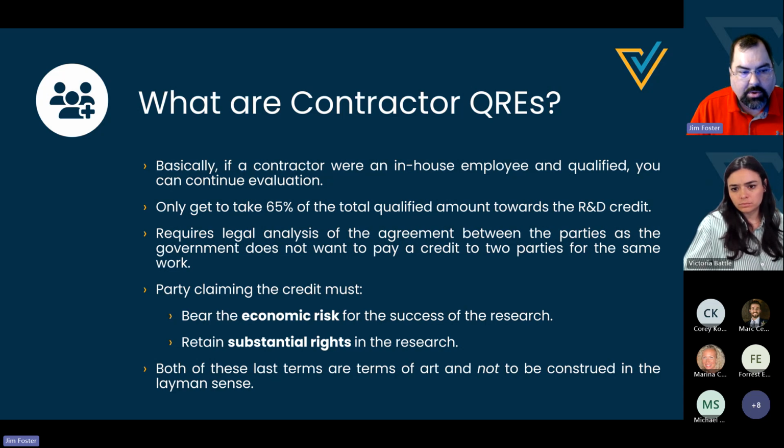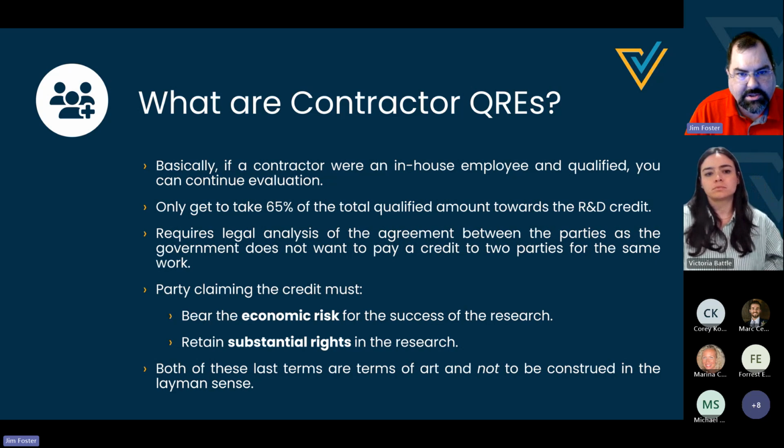Now, please note the terms I'm about to go through are not lay terms. These are legal terms of art. There's case law behind each of them. But basically, the first prong is that whoever's claiming the credit has to have the economic risk, meaning if the project fails, who's left holding the check? And then the other prong is that they have to retain substantial rights in the research. Substantial rights sounds difficult to get, but it's not really.